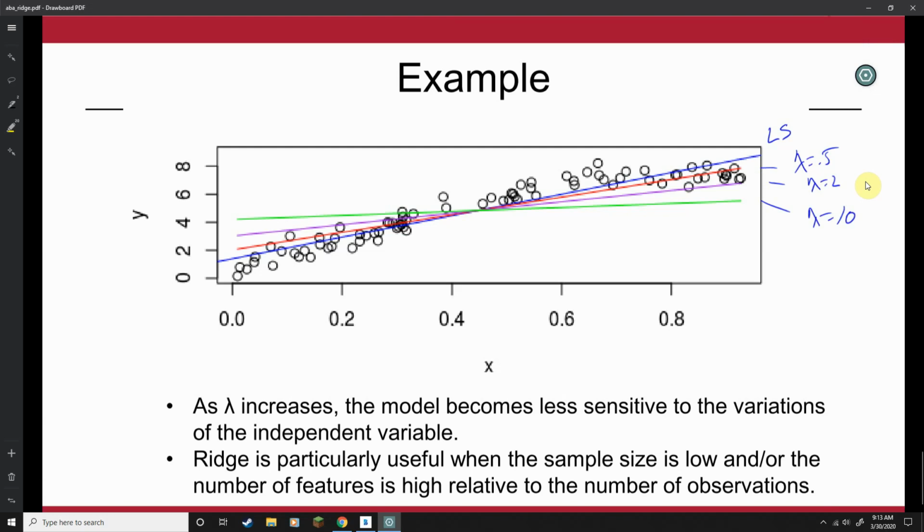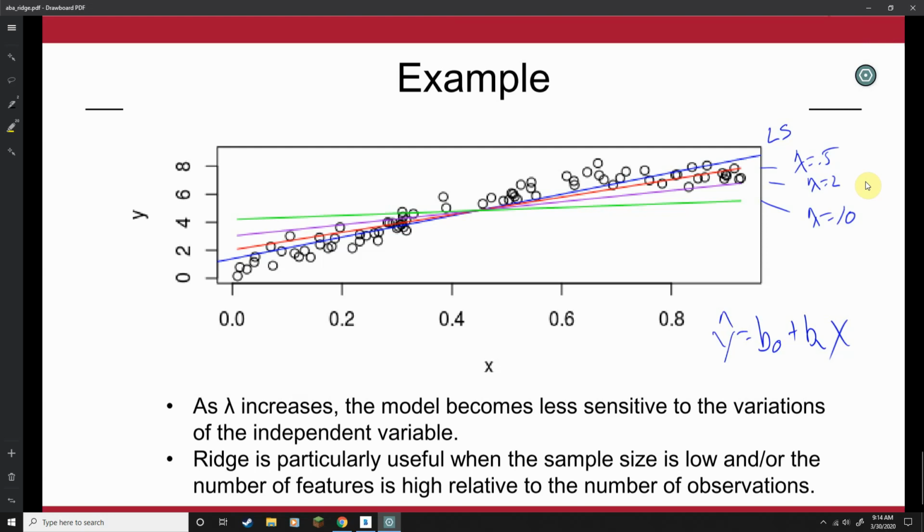As lambda increases, the model becomes less sensitive to the variations of the independent variable. What do we mean by that? The slope gets closer and closer to 0. Remember how this works. Y hat is b0 plus b1 times x. A change in x is reflected in a change in y by b1. If x changes by 1 unit, y changes by b1. So as b1 gets smaller and smaller, a unit change in x has a smaller and smaller effect on y. Right? If b1 were 0, there'd be no effect. X changes and y doesn't change at all.